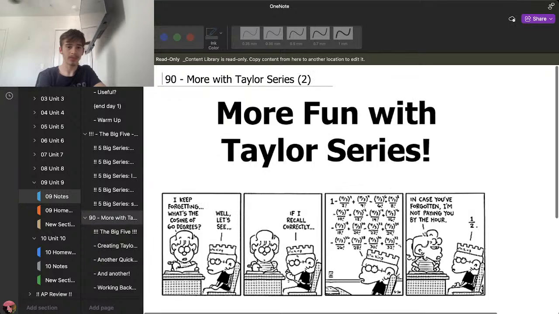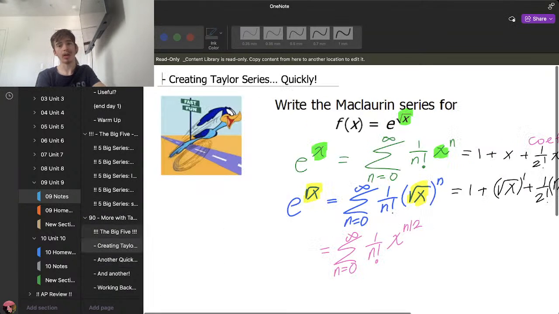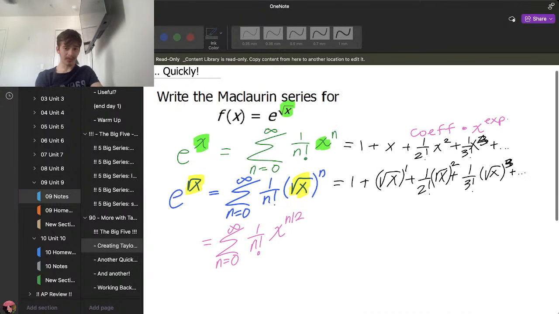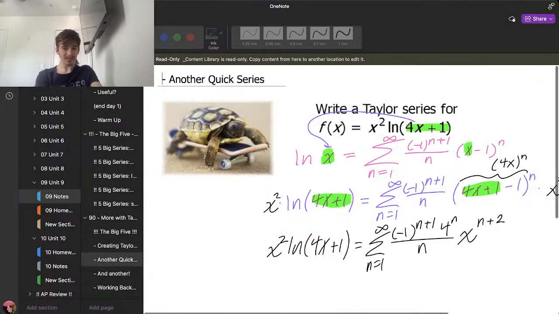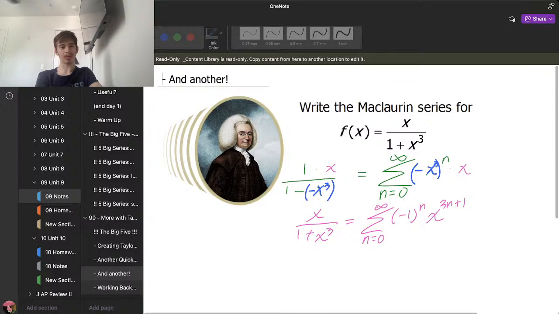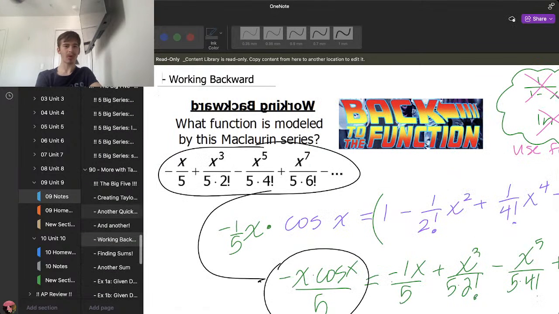Yeah, this is modifying this series. Square root of x, plug it into the x, do some algebra, find your new series. Plug in your x for natural log of x, multiply by x squared, so distribute that to every term. You can easily find your new Maclaurin series. Work backwards. Look at the factorials. They take priority because you can't really edit factorials as easily as you can the x values.